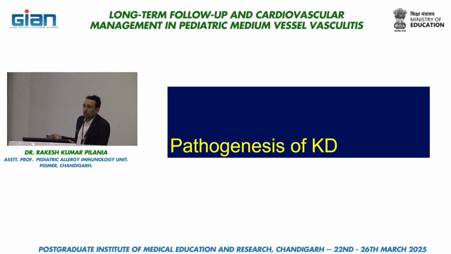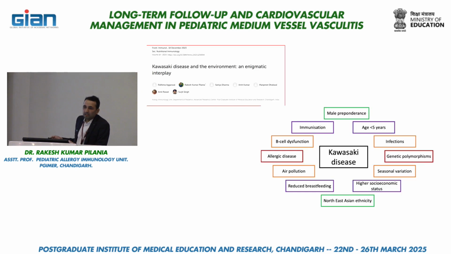So the pathogenesis of KD is still an enigma, but it is evolving, and it's a disease which has several risk factors that have been highlighted. But the most proposed theory is that this disease happens in a genetically predisposed individual with some unidentified, probably infectious, agent causing the pathogenesis. You will hear many talks on this next.